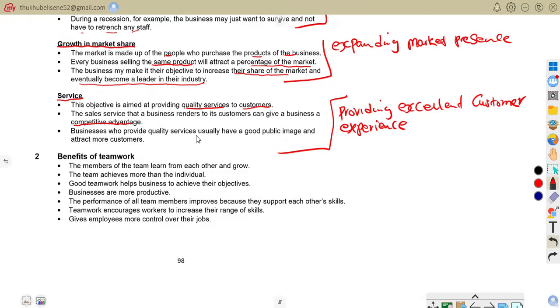Businesses that provide quality service usually have a good public image and attract more customers. So if the service is of good quality, the business is going to have what? A good public image, and more customers are going to come. Customers are going to come in numbers to your business. So more sales, more profit will be with that business, which is providing good service. So now let us move on.